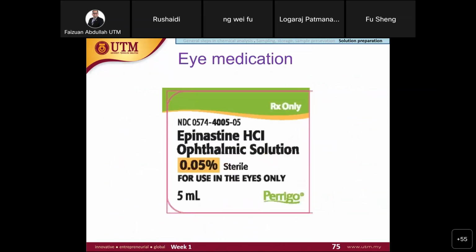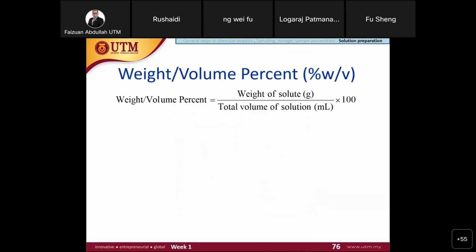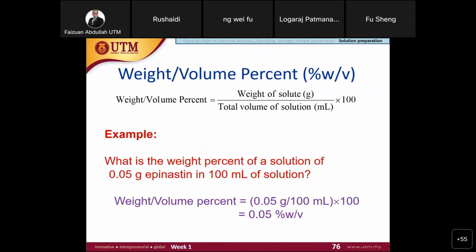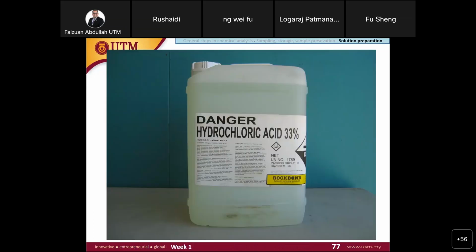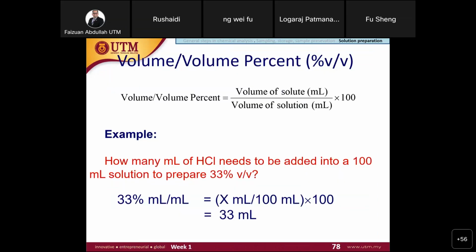Right, so this eye medication is 0.05% ophthalmic solution, so it is weight by volume percentage. What is the weight percentage of a solution of 0.05 gram epinastine in 100 ml of solution? You calculate it, you got 0.05% weight by volume.